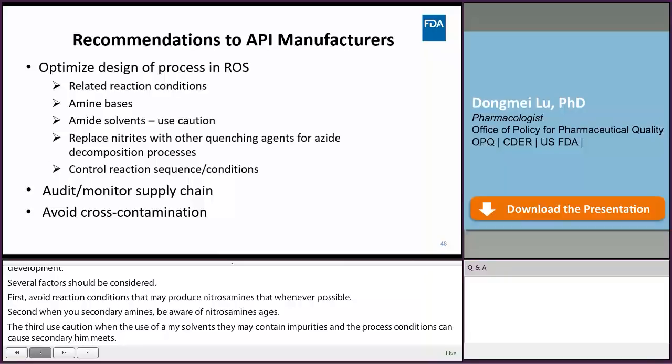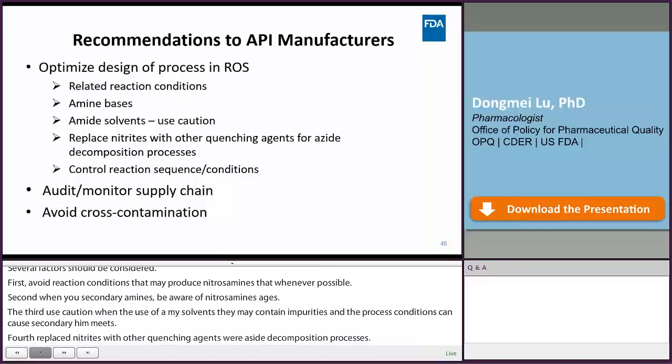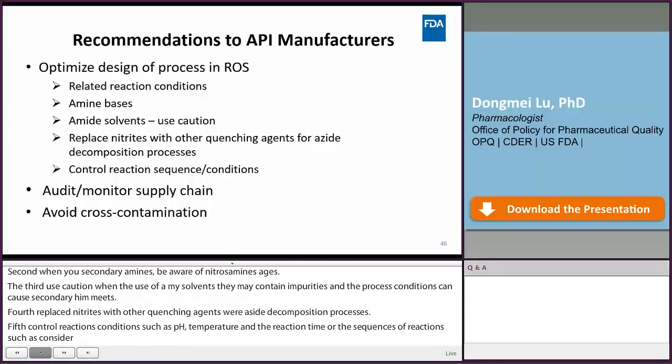Fifth, control the reaction conditions such as pH, temperature, and reaction time, or the sequences of reactions, such as considering removing quenching steps from the main reaction mixture, and ensure no carryover of amines and nitrosating agents into subsequent steps.